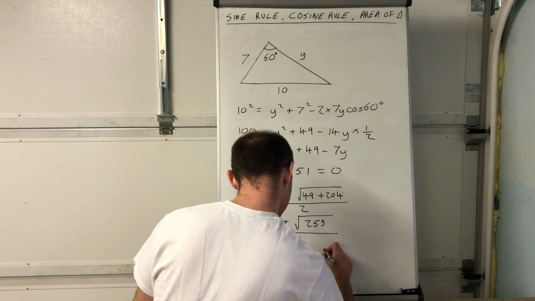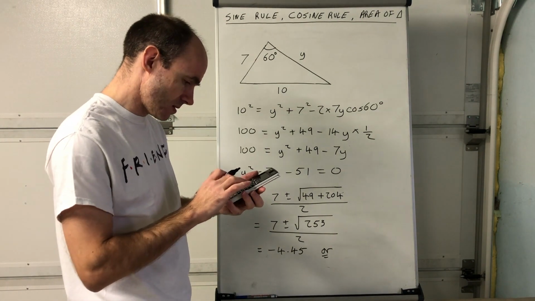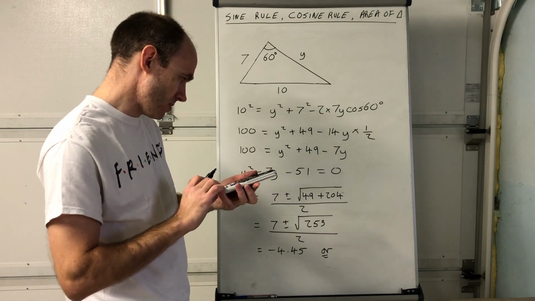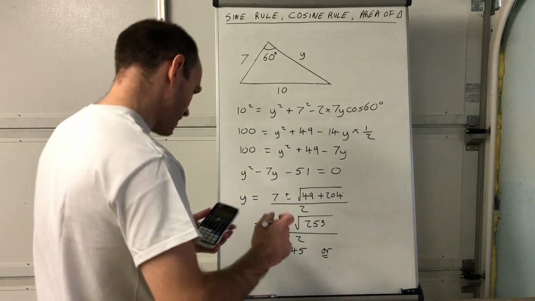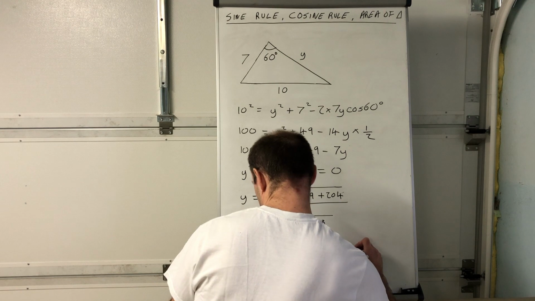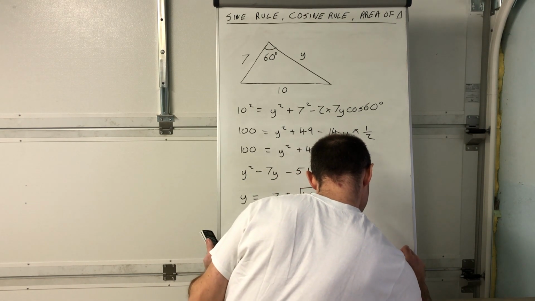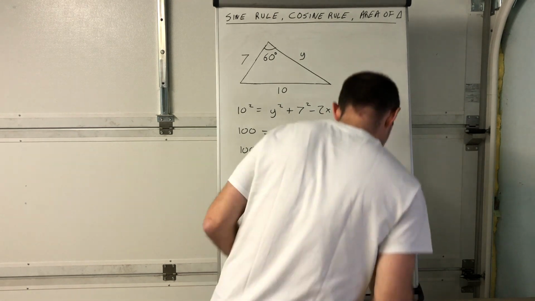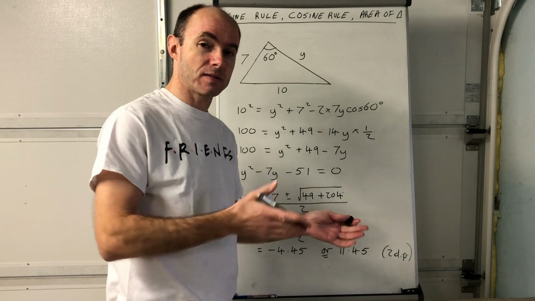4.45, 3 significant figures. And then the other one, I'm going to do 7 plus root 253 equals, divide that by 2, and that gives me 11.45. Okay, again to 2 decimal places. Why have we ended up with 2 answers? Because it's a quadratic, and usually when you solve a quadratic, there are 2 solutions.